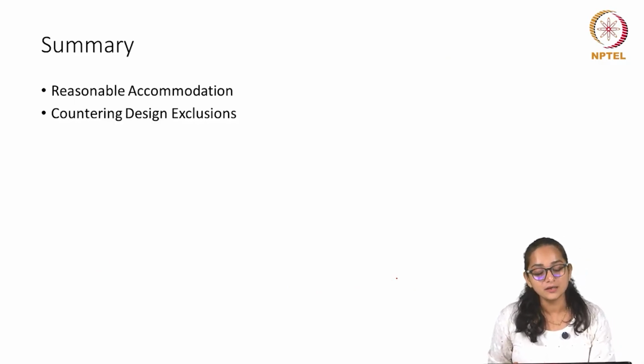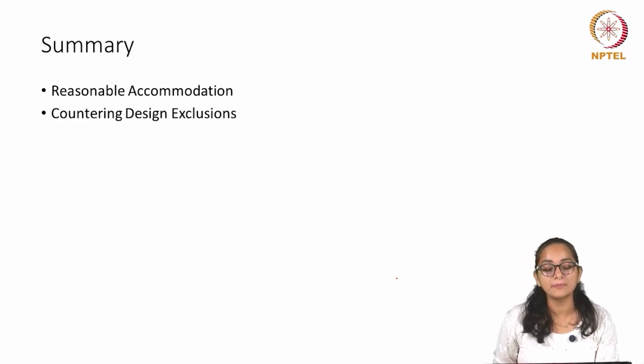So in summary, today we had a discussion about reasonable accommodation, some examples around it, and the difference between accessibility and reasonable accommodation. Then we moved on to a design process called countering design exclusions, and we had a discussion around that with some tangible interfaces as well as digital interfaces. As we keep using these methods to make systems accessible, possibly we'll learn more about it, and we'll be able to relate more to it.